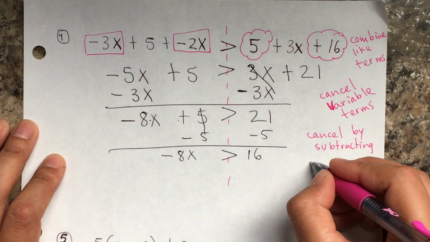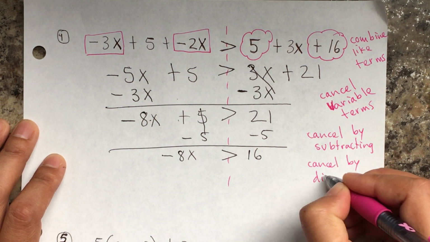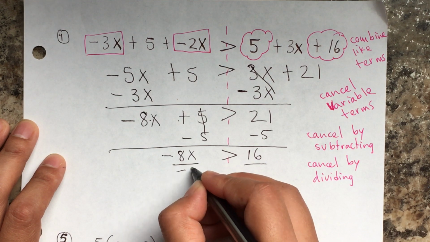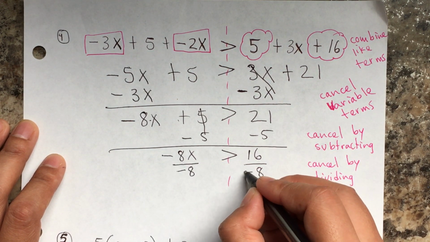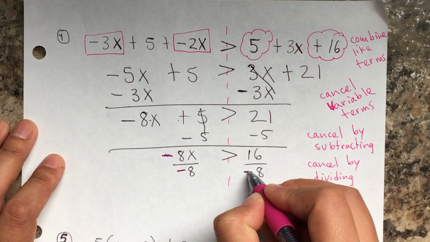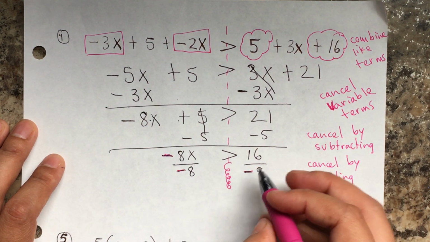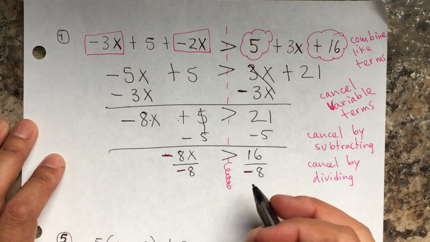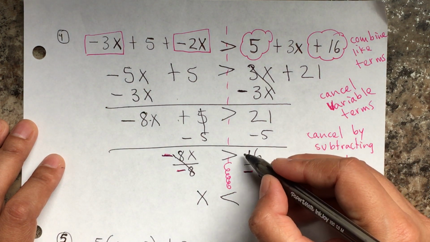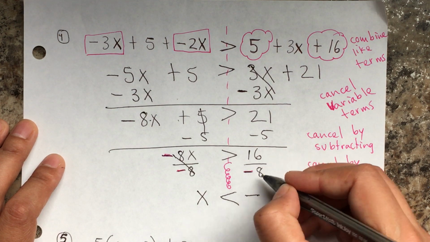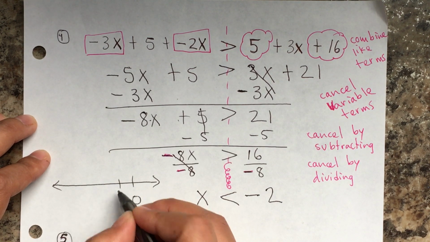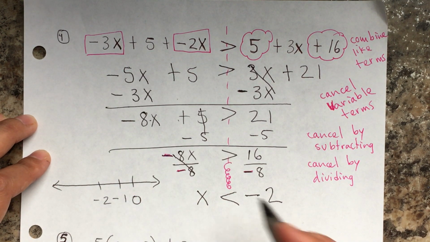Finally, we're going to cancel by dividing. If we're multiplying, we divide by it. Remember that in division we keep the same sign, okay? And what do we remember? That if the coefficient is negative, then this is going to switch. So now it's going to be less than. And this cancels. I have x is less than, positive divided by negative is negative, 16 divided by 8 is 2, and we graph, so we get 0, negative 1, negative 2.